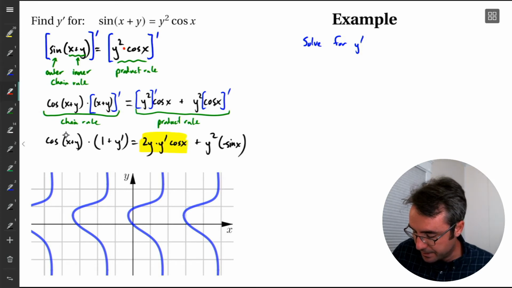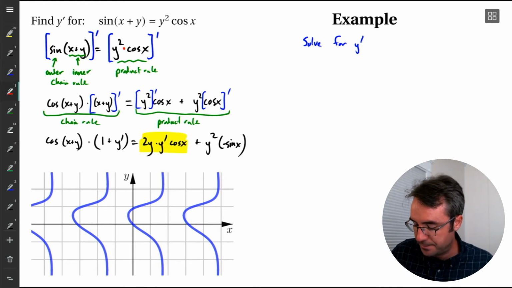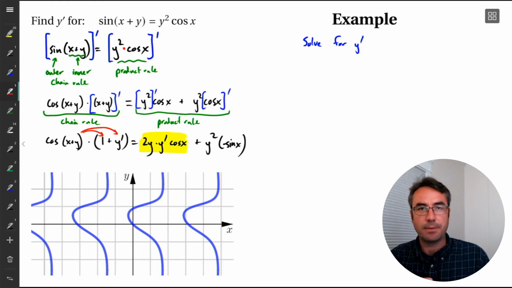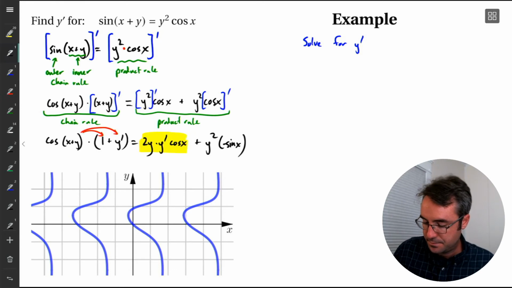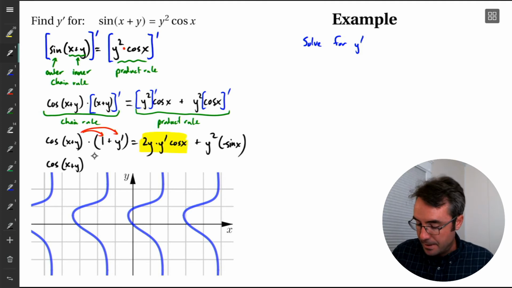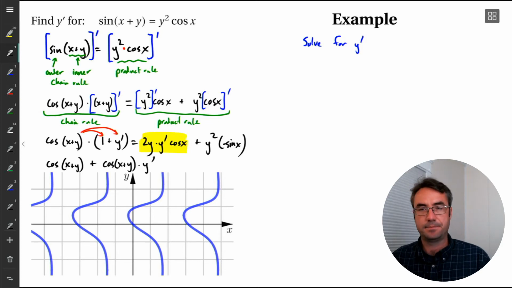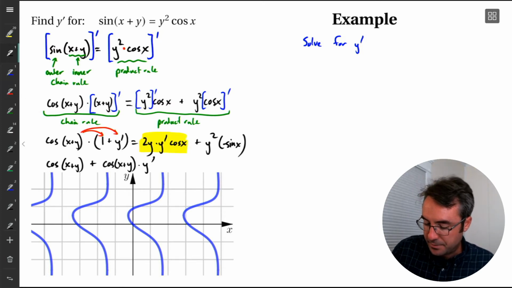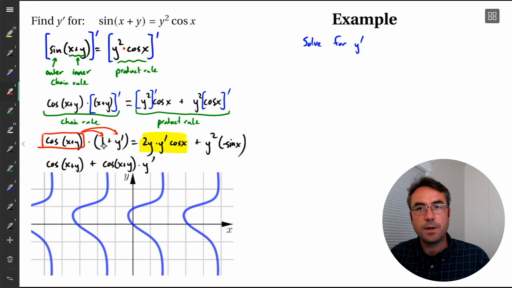So let's actually take this cosine of x plus y, and we're going to distribute it to the 1, and then we'll distribute it to that y prime. So when we distribute it to the 1, it's just going to be cosine of x plus y. And then we'll have plus another cosine of x plus y times y prime. So we've multiplied this entire cosine of x plus y into this 1 plus y prime.